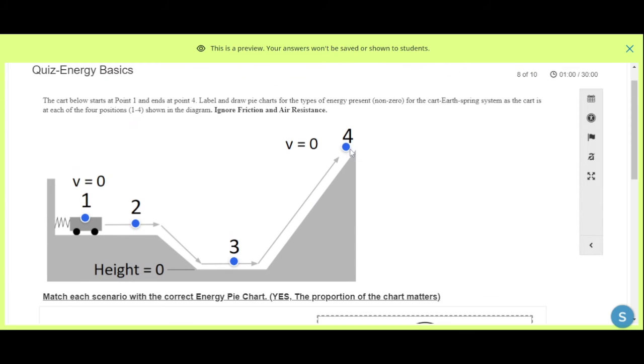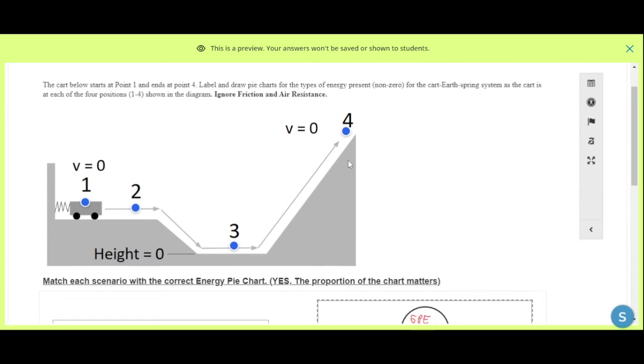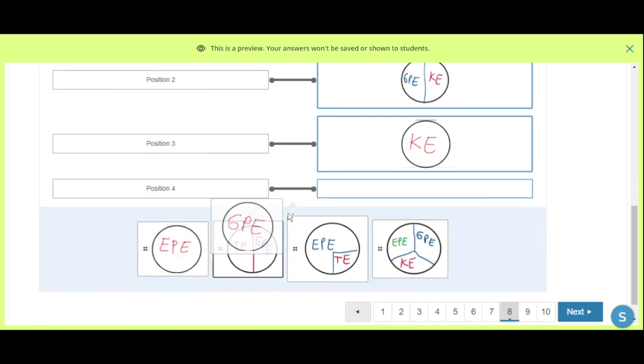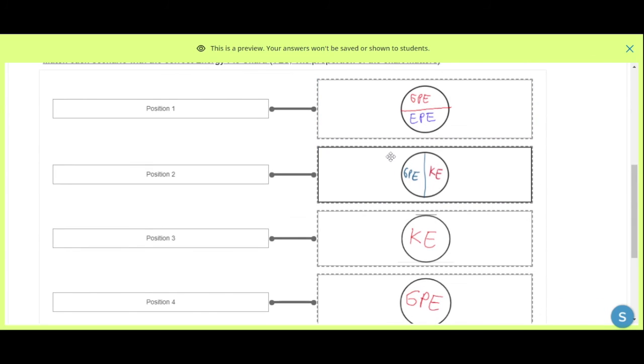And lastly, number 4, we have no speed or no motion. All we had was height. So at number 4, all we need is GPE. And this is what our energy pie charts should have looked like for this problem.